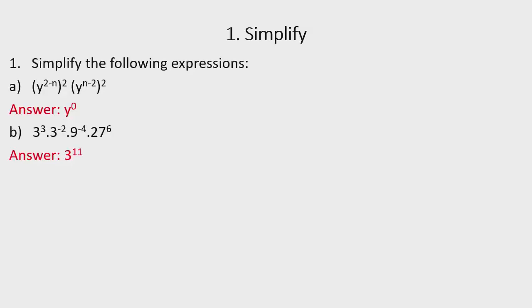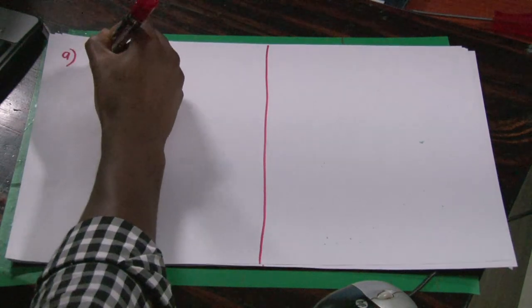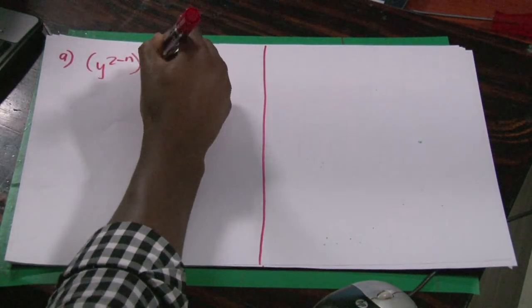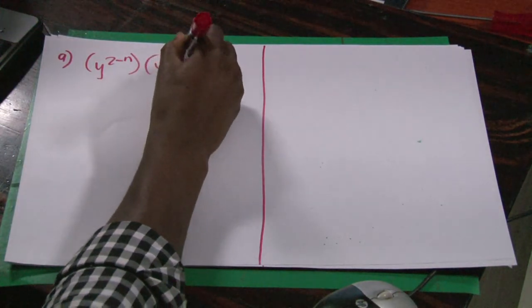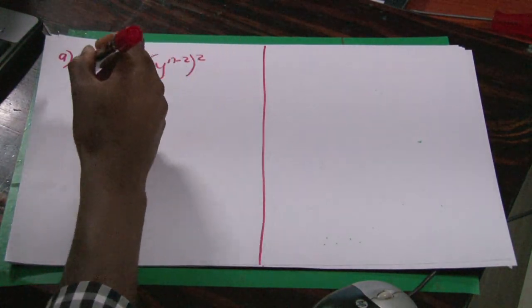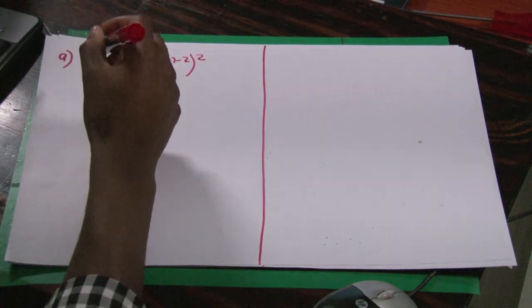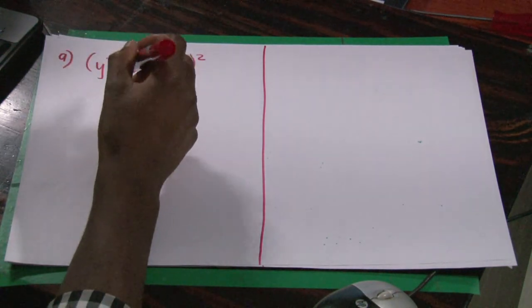Simplifying. Basically, when you're asked to simplify a certain expression, you're just asked to put it in its easiest or summarized form. For instance, we are asked to simplify y to the power 2 minus n times y to the power n minus 2, the whole to the power 2. Here you are required to make use of what we've covered in the previous module on indices.